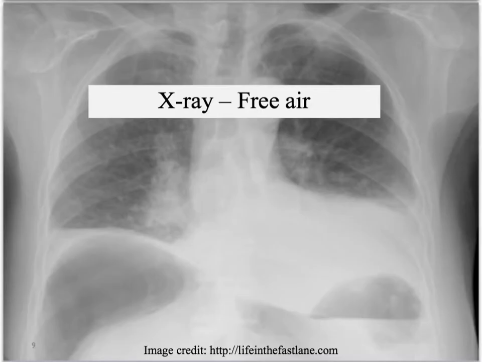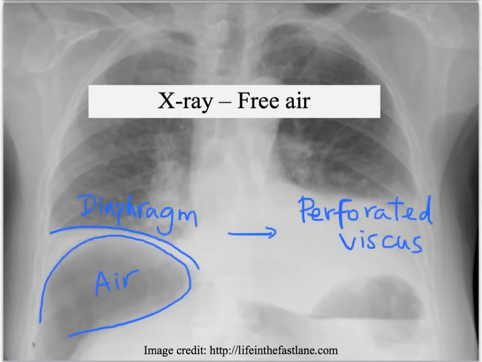If you look at this upright chest X-ray, you notice that there's air under the diaphragm, suggesting there is a viscus perforation. As we discussed before, however, in most cases of GI bleed, the X-ray are going to be normal. Therefore, we move on to CT.